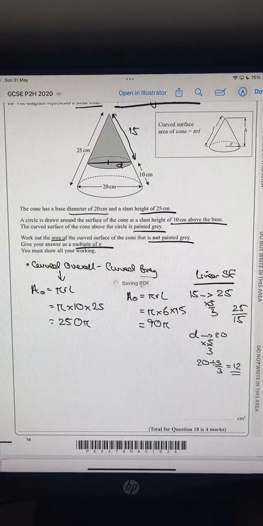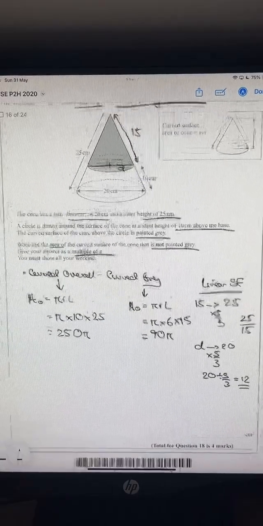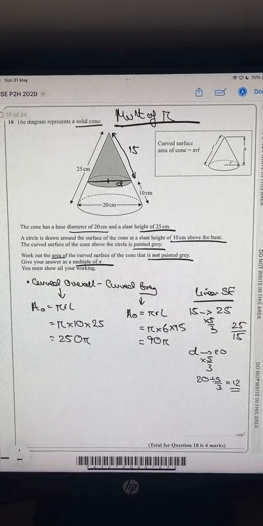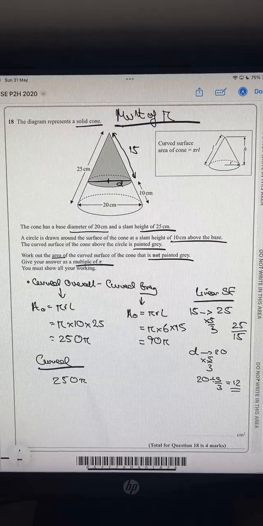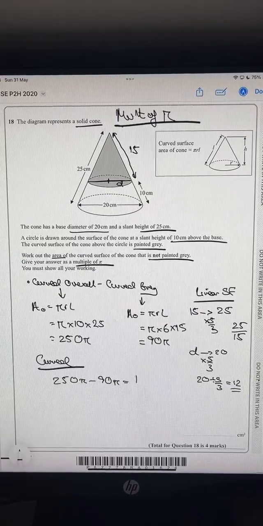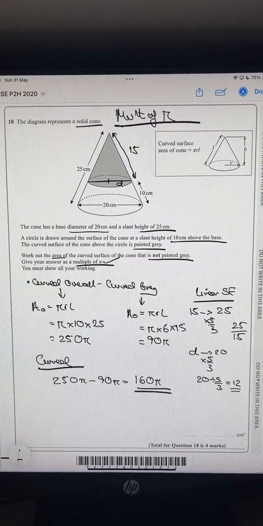So now I've got the surface area of my overall cone and the surface area of my curved gray. What did they want? They want the area of the curved not gray. So that's simply 250 pi minus 90 pi, which equals 160 pi. Did they want it in terms of pi? Yes, they did. And that is my final answer.